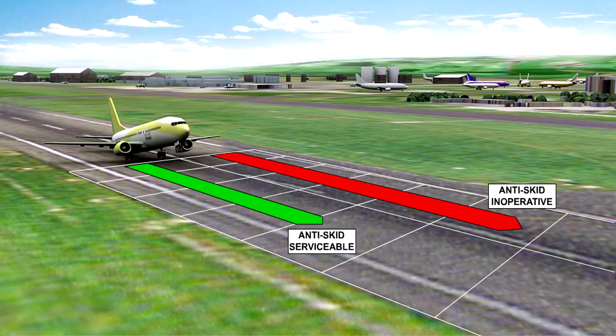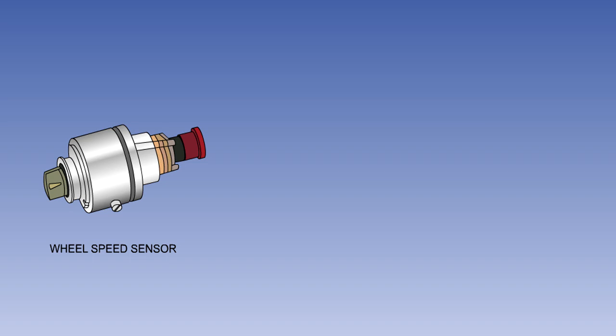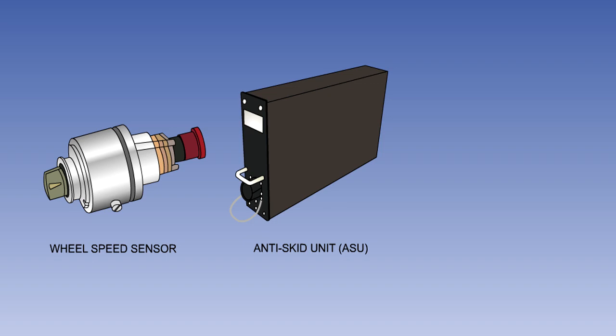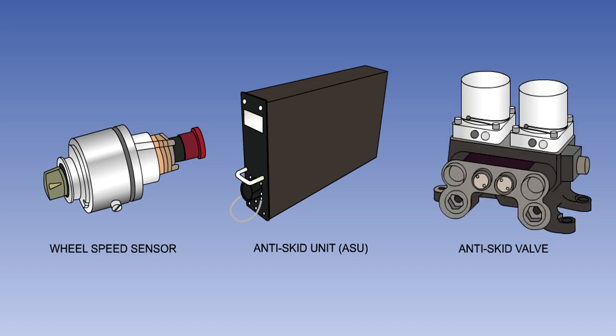Anti-skid systems have a huge effect on the distance required to bring an aircraft to a stop from high speed. The required stopping distance increases considerably if the anti-skid system is unserviceable. An electronic anti-skid system comprises three main elements: a sensor, which measures wheel speed; a control box, known as an anti-skid unit or ASU, to compute wheel speed information; and a servo valve or anti-skid valve to modulate brake pressure.